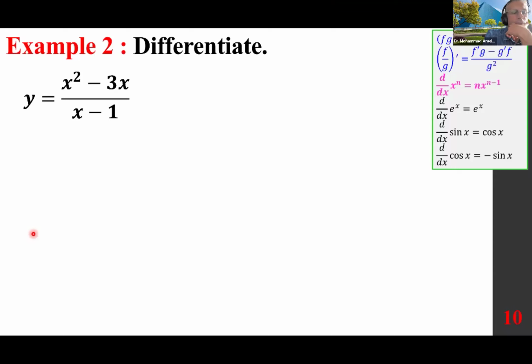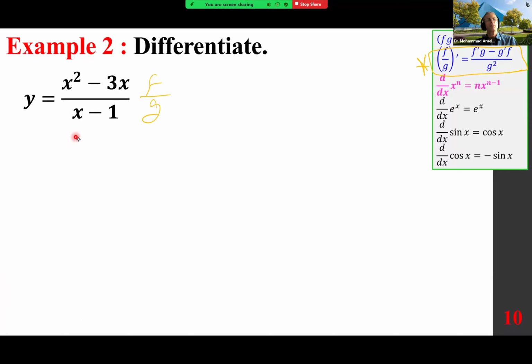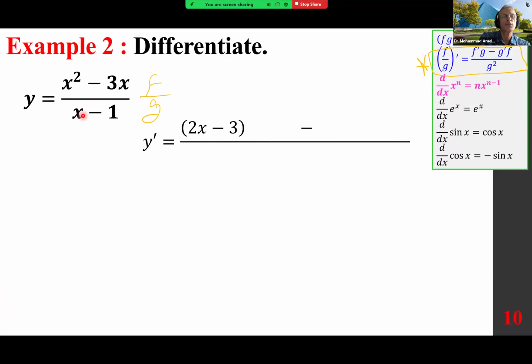All right, class. So let's say this is the f function, this is the g function, and write this formula and follow it. So I need f prime, which makes it 2x minus 3, times g, just write x minus 1, minus g prime, the derivative of the bottom is simply 1, times f, times the top, x squared minus 3x. And the bottom, just write it in a parenthesis and square it. And this is the only calculus step, and we are done with calculus.